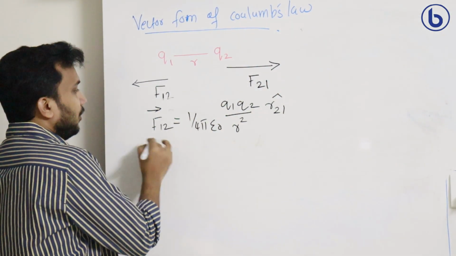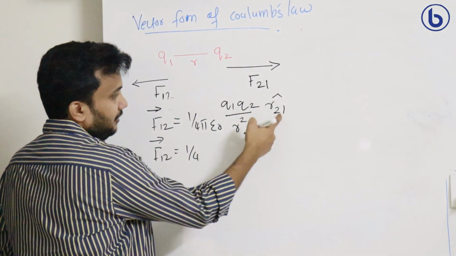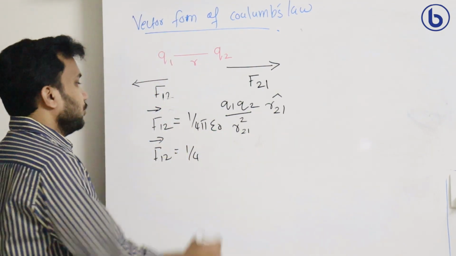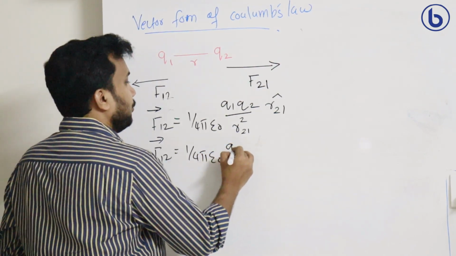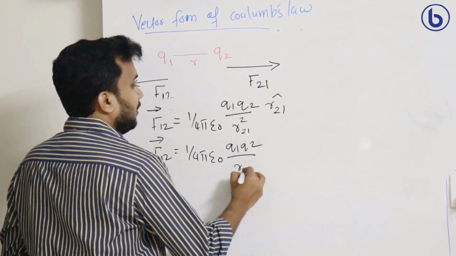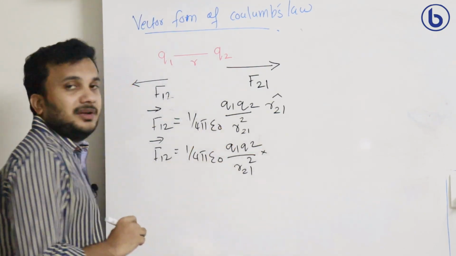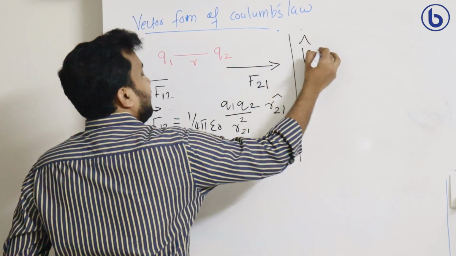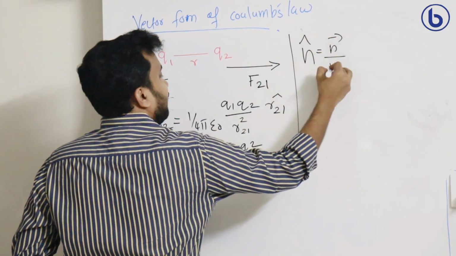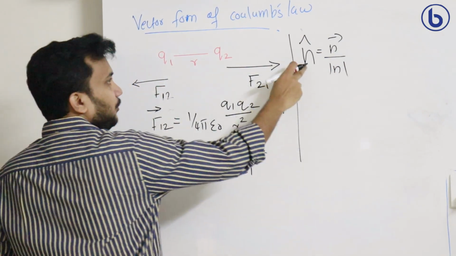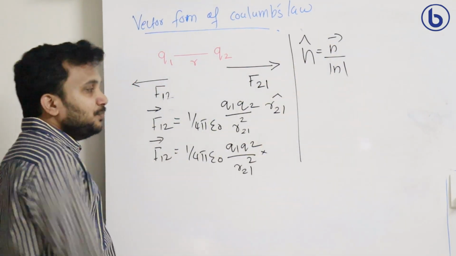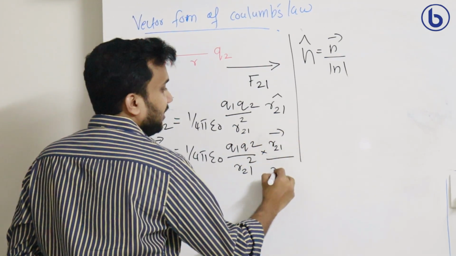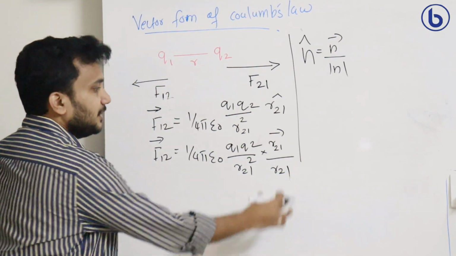Now we are writing F12 vector equal to 1 by, here also I forgot to mention, here also it should be R21. So 1 by 4 pi epsilon 0 q1 q2 divided by r21 square into, how can we write a unit vector? Normally in the first year vector class you have learned n cap equal to vector n divided by magnitude n. Similar way this r21 cap we can say r21 vector divided by r21. Okay, this is a magnitude value.